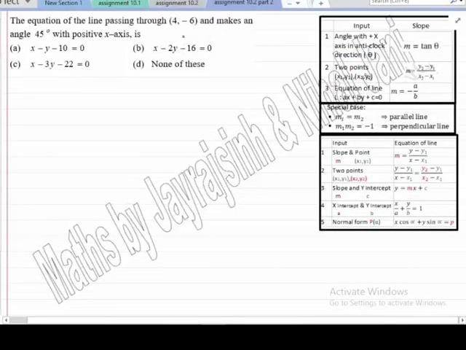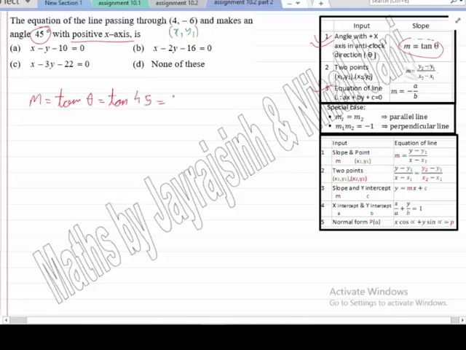Now it's time for the next question. In this question, we have to find the equation of the line which is passing through 4, minus 6 and making an angle of 45 degrees with the positive x direction. This angle with the positive x-axis is useful to get the slope. Here slope is equal to tan theta, where theta is the angle with the positive x-axis in the anti-clockwise direction. So let's use this theta to get the slope. m is equal to tan theta, or tan 45 degrees.